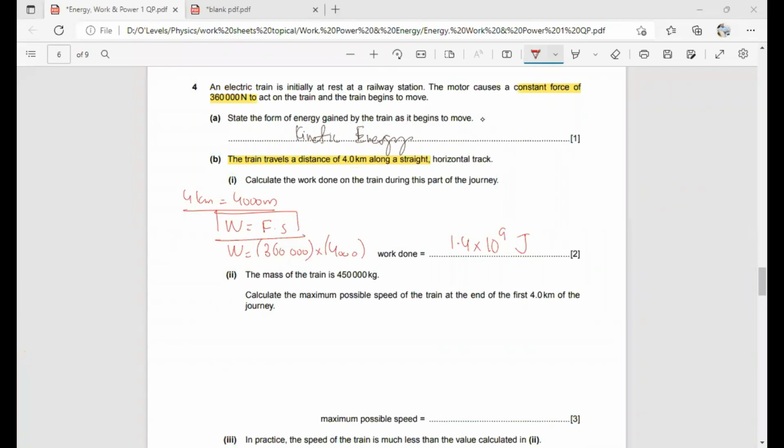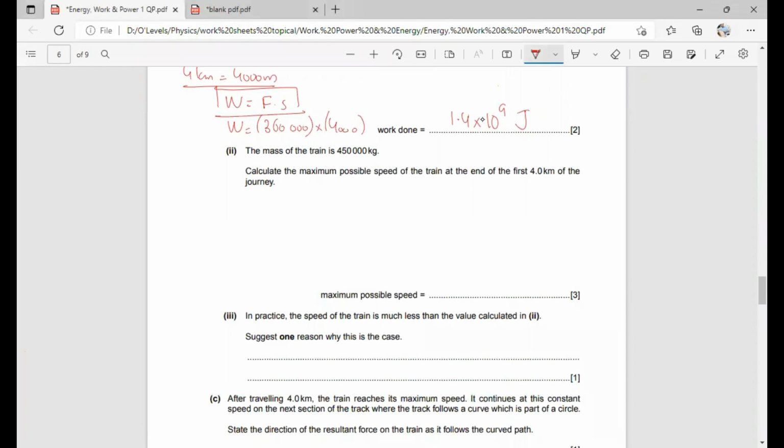Now the next part is asking to calculate the maximum possible speed. Again, we will use the same methodology. We know that work is also a form of energy. So work is equal to kinetic energy. This work done is exactly your kinetic energy as well, because the body is in motion. So we can apply the kinetic energy formula over here: half mv square.